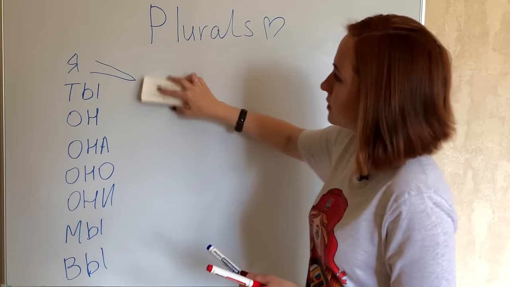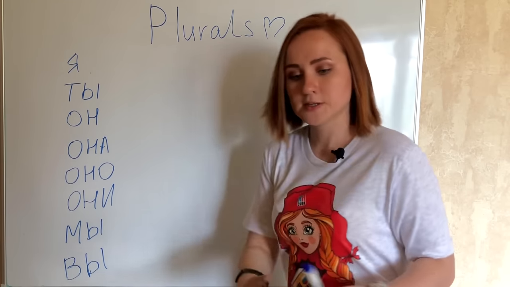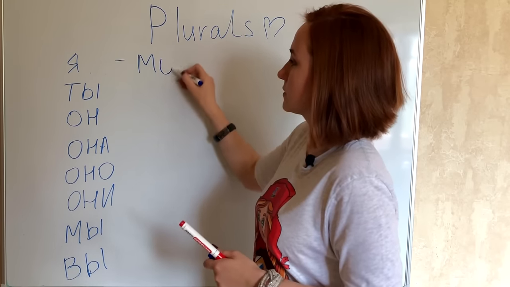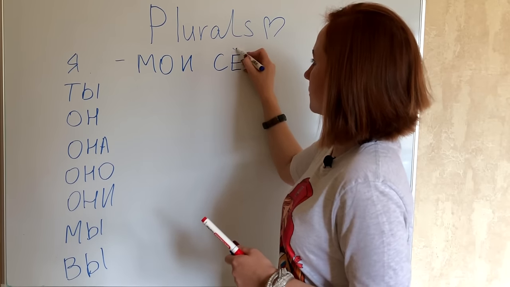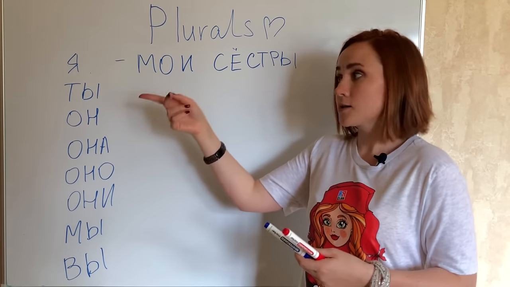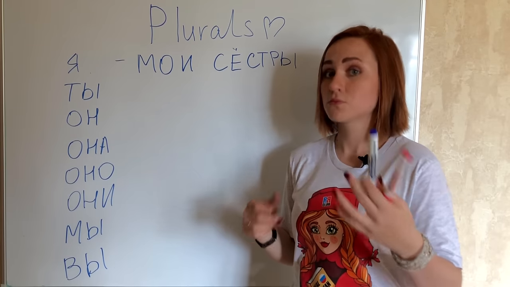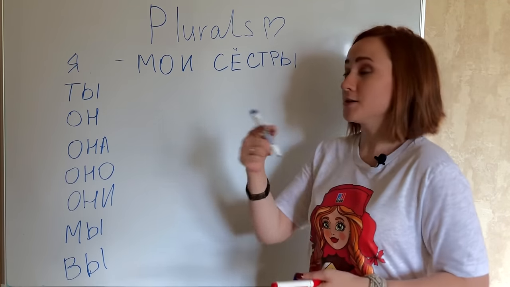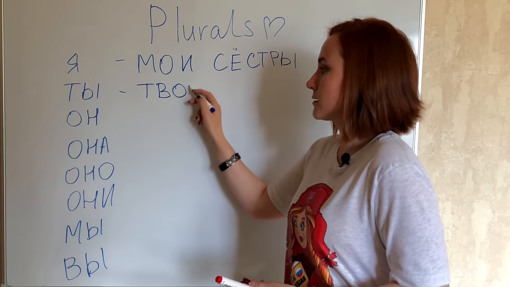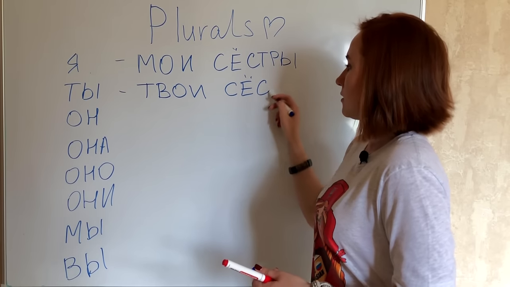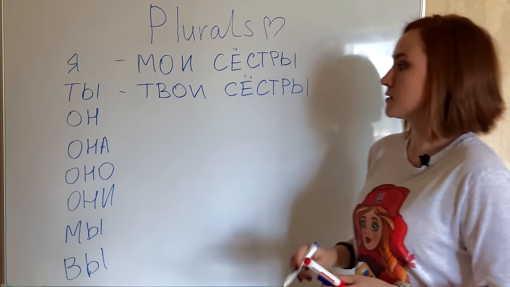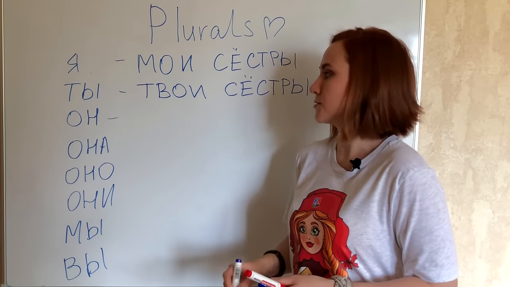So, yeah, let's get rid of this one. And let's practice with more words. For example, my sisters. We already mentioned it. Сестры. Мои сестры. Right? Let me ask you a question. Это мои сестры. Да, это мои сестры. And you may answer, because you are speaking about me, you can say, yes, they are your sisters. Да, твои сестры. Твои, your sisters.